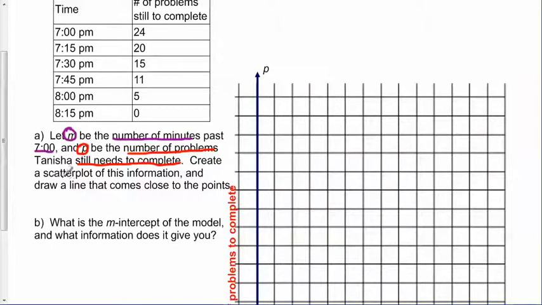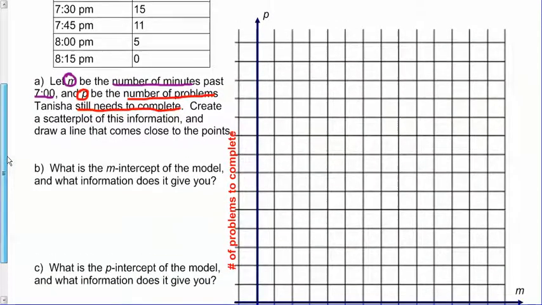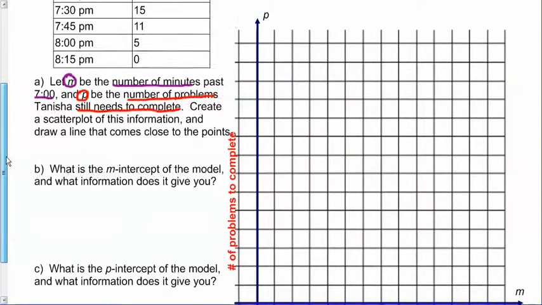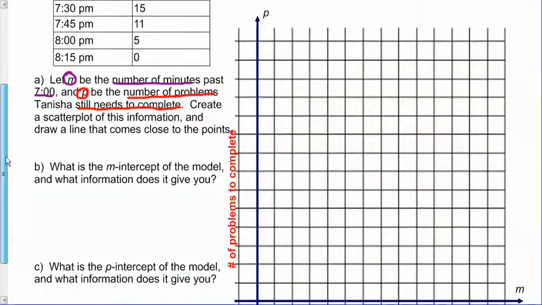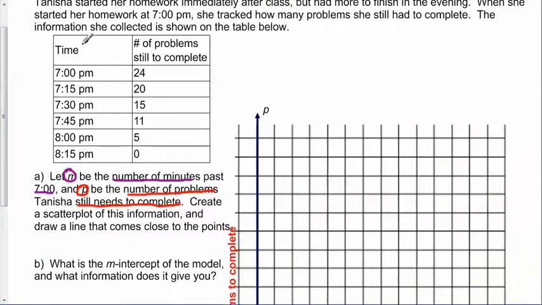So we're going to create a scatter plot of this information and draw a line that comes close to the points. And then we're going to talk about the M-intercept and the P-intercept to see what that information gives us. So let's create our scatter plot here. I've already started with my coordinate system. I know that the time information is going to be my independent variable because it comes first. And the number of problems still to complete, that's going to be my dependent variable.